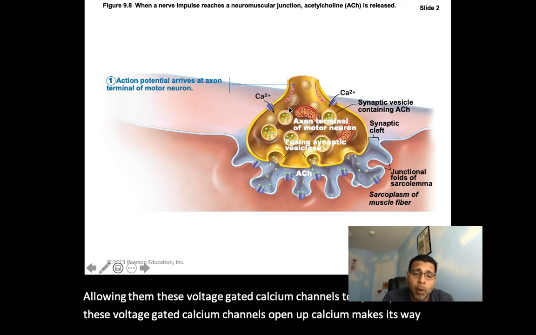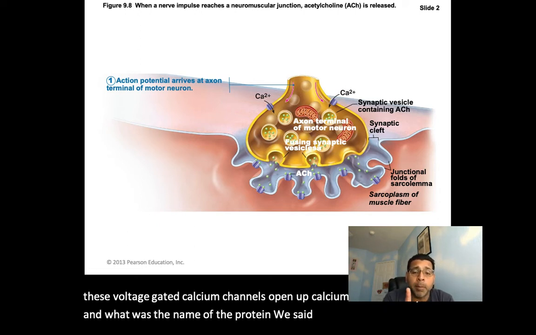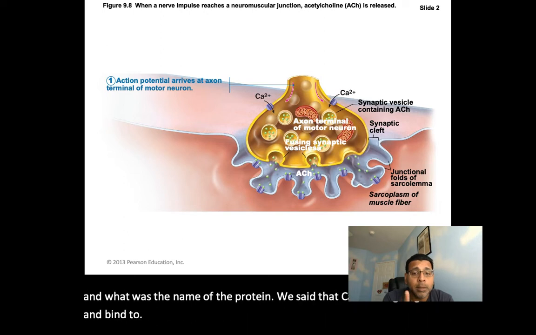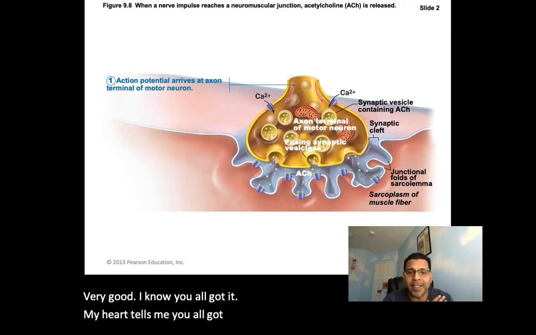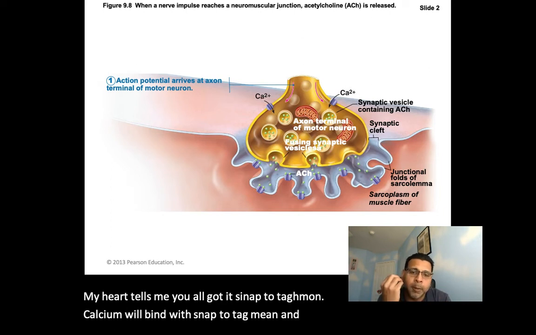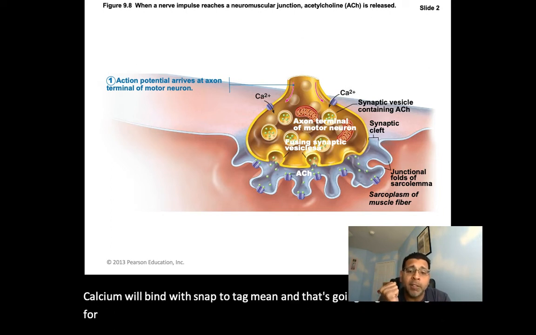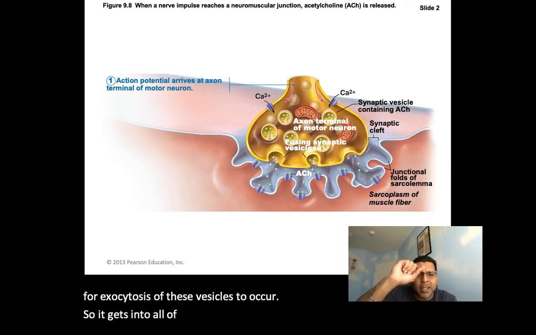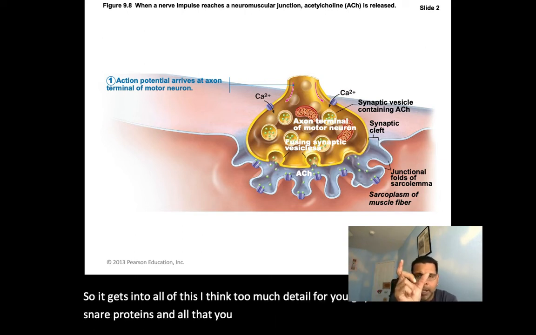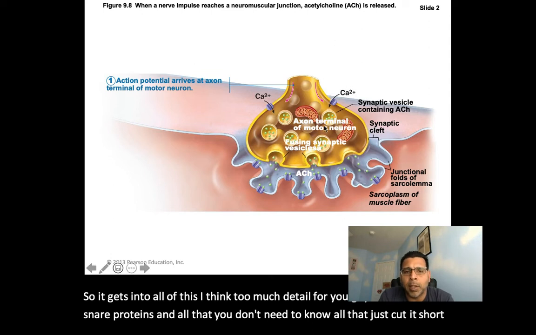And what was the name of the protein we said that calcium is going to go into and bind to? Very good. I know you all got it. My heart tells me you all got it. Synaptotagmin. Calcium will bind with synaptotagmin, and that's going to give the signal for exocytosis of these vesicles to occur. So it gets into all of this, I think too much detail for you guys. It shows the SNARE proteins and all that. You don't need to know all that. Just cut it short to you're going to have exocytosis take place.